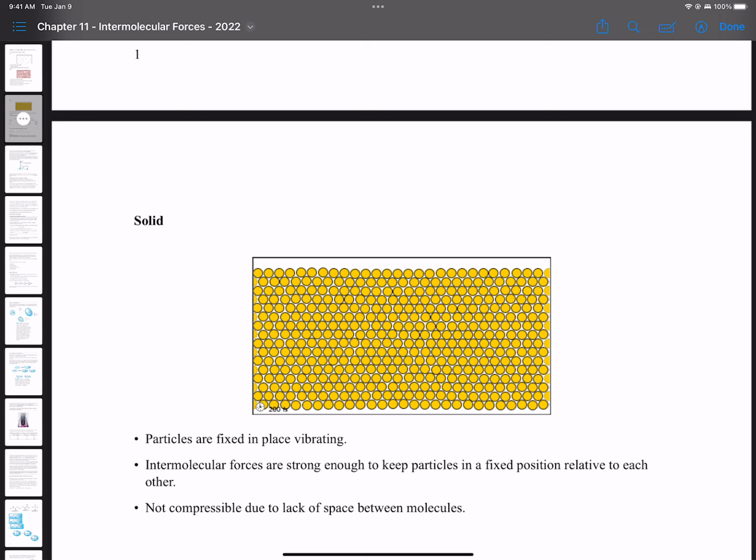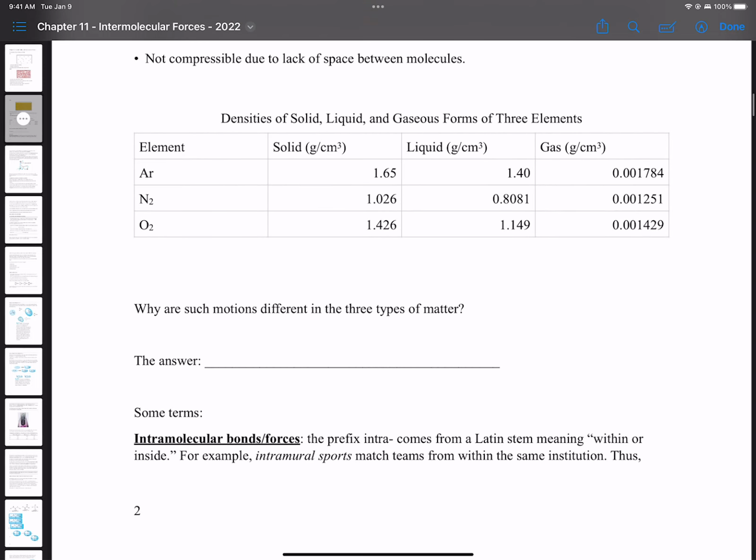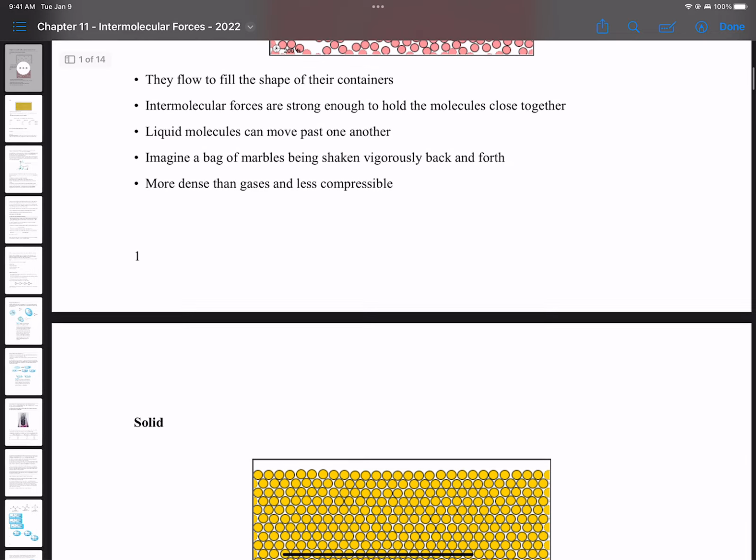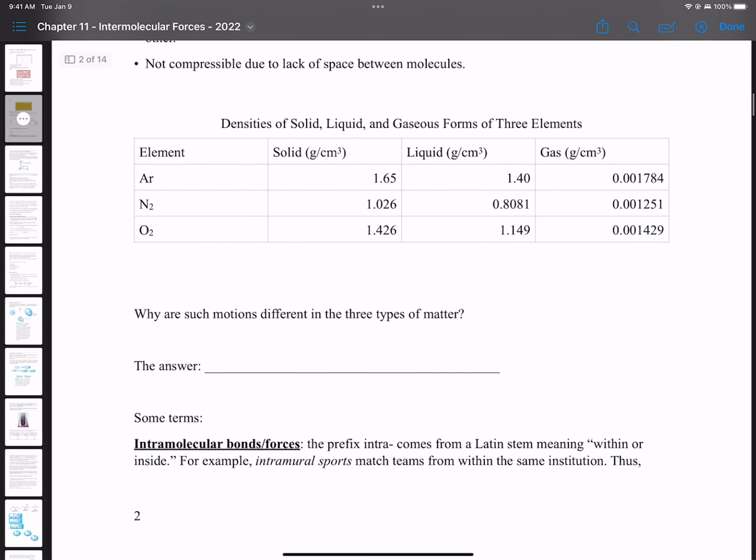Okay, so now let's talk about how compact things are by comparing densities of solids, liquids, and gases. And we see here that the density of a solid is much higher than that of the gas. But compared to the liquid and solid, they're not very much different, and that has to do with how well it packs in the liquid and solid state.